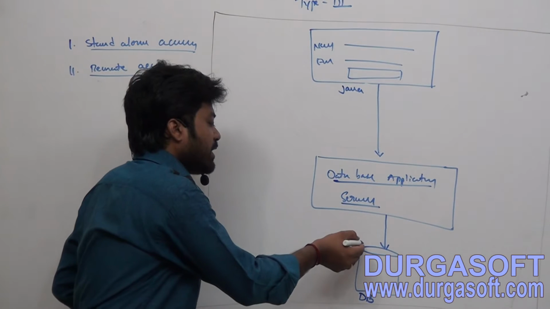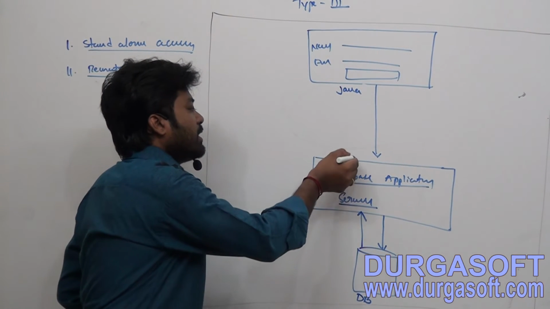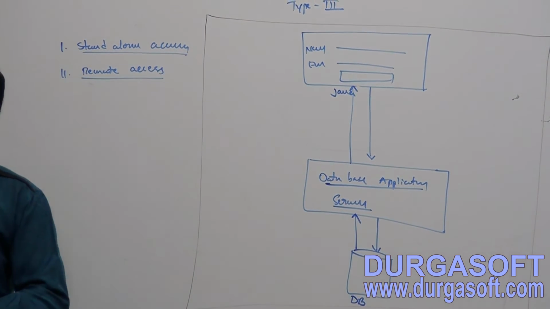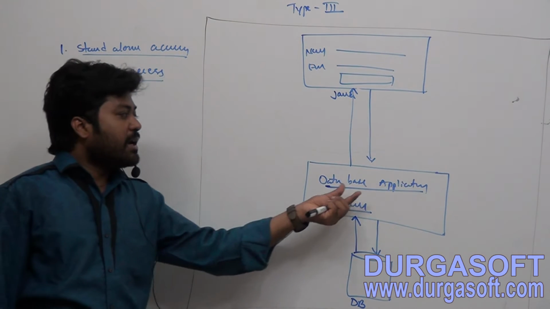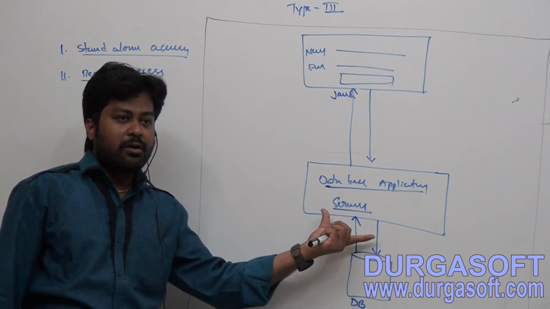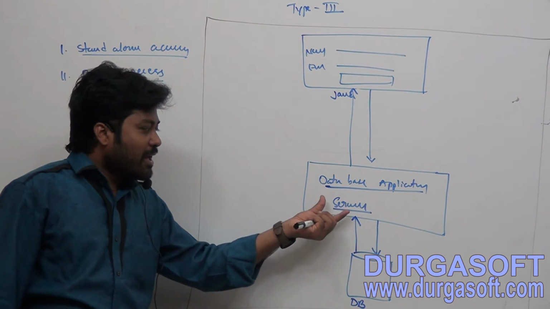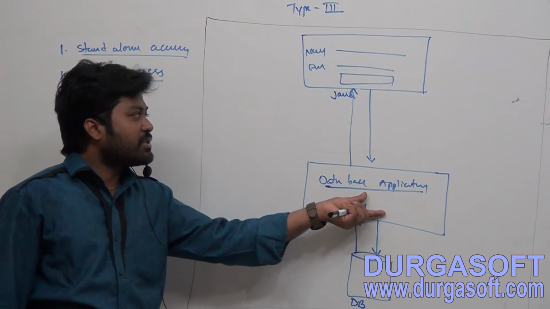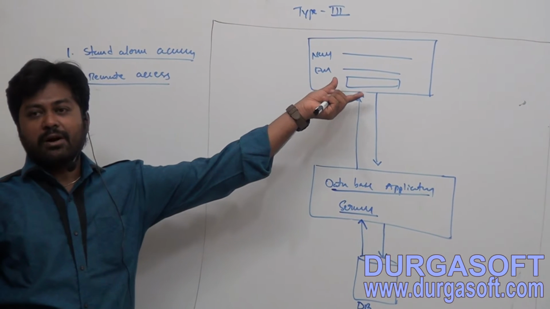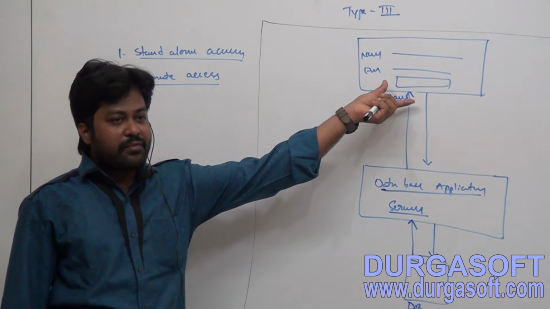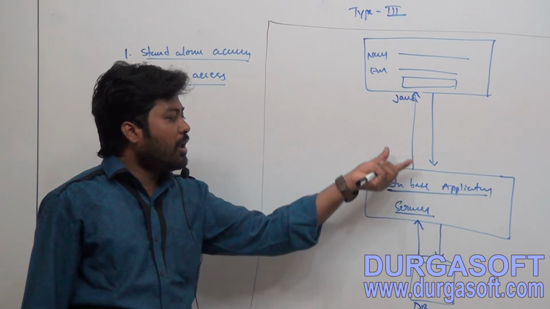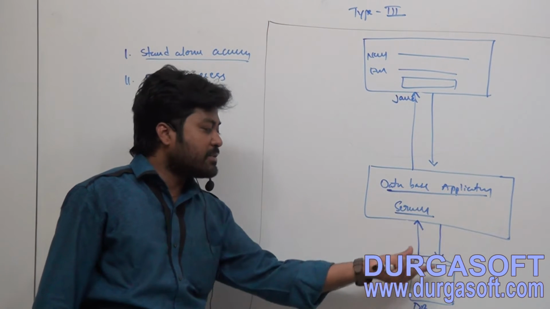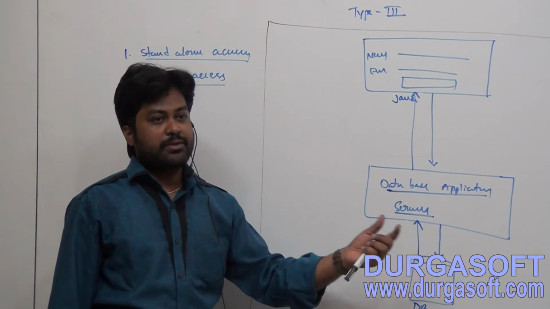Then this database will give response to this application server. Then this application server will give response to the user. So here one third party database application server we require. This database application server needs to get connection from the database. That connection it needs to provide to the Java application. And if your Java application wants to make any calls, first it needs to call this database application server. Then this application server will pass the same queries to the database.